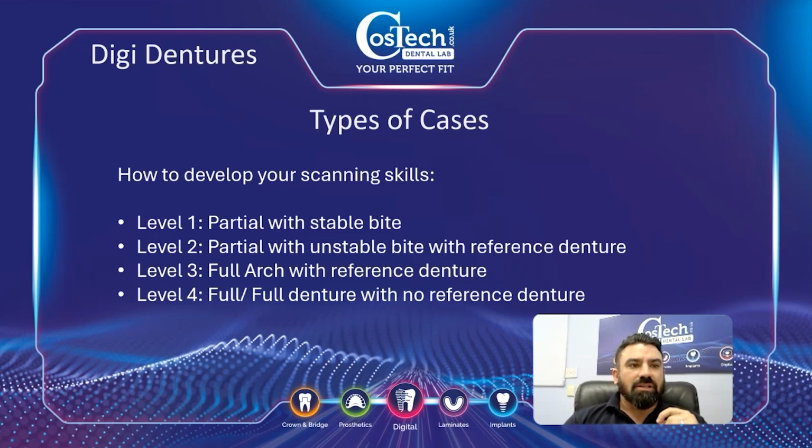So level two is basically a partial with a non-stable bite with a reference denture. So then you take this on, you scan the upper and lower, and you then scan the denture, as I explained before, and then the bite with it. So that becomes your bite block stage, which you do all at the same time. We have got all this in detail.